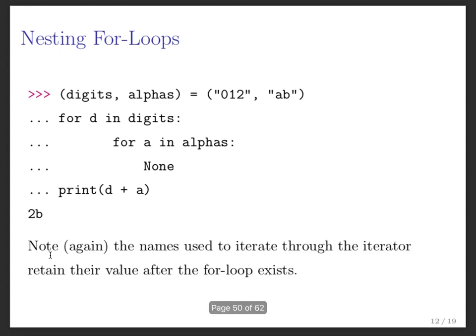2B. 2B. Or not 2B? No, it's 2B. So note again that when these loops exhaust, the iterator maintains the value of the last thing in the group. In this case, the print wasn't even in the loop structure. Print never got repeated. Print just got printed once, right? So this is actually a for loop that does nothing.